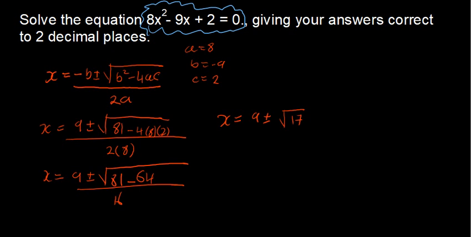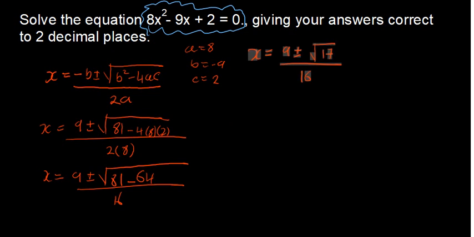We get the square root of 17 there, divided by 16. Now there are two values of x that you're going to get here. Remember you have to round off to two decimal places, so we have to be very careful on this one. It's not much of a big deal anyway. It's just a matter of knowing how you determine the decimal places in a given number.